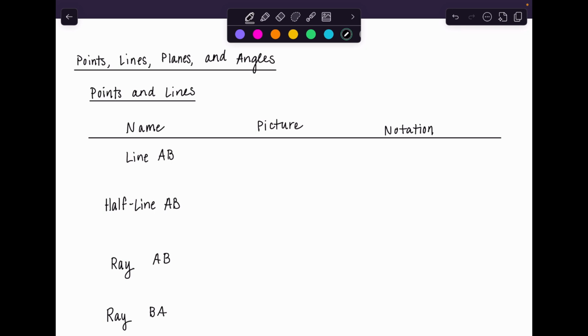So the very first thing we're going to do is talk about just lines in general and all the different kinds of specific smaller types of lines that we have. We're going to go through the name, a picture of what that looks like, and then the notation. And you're going to see that we're going to be able to use those operations of intersection and union to be able to talk about figures as well.